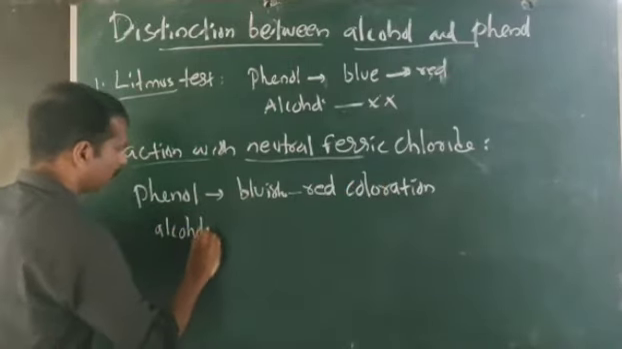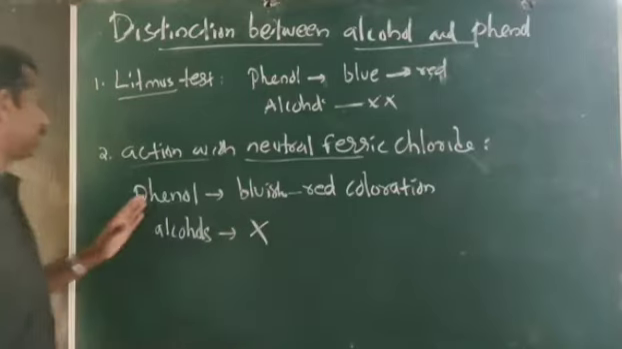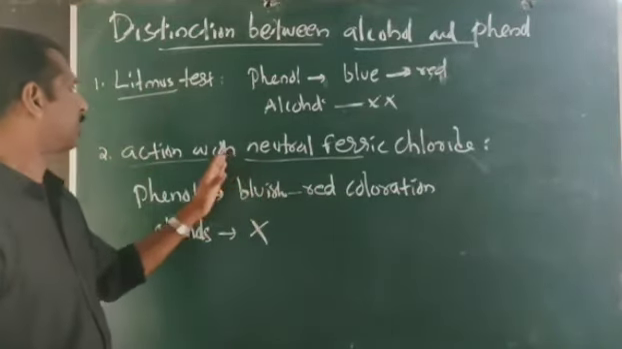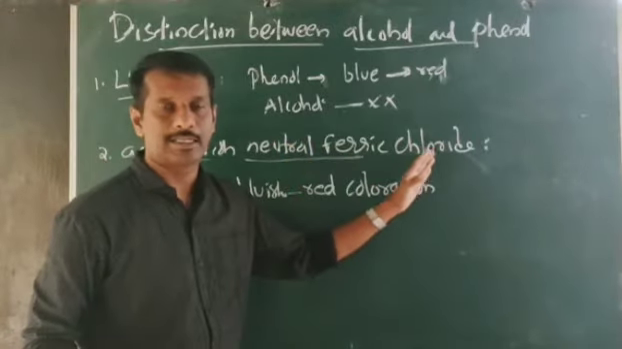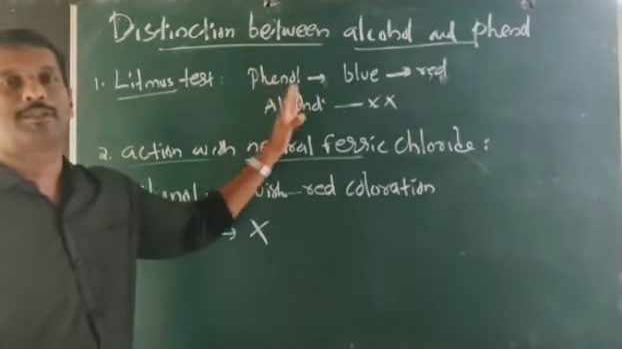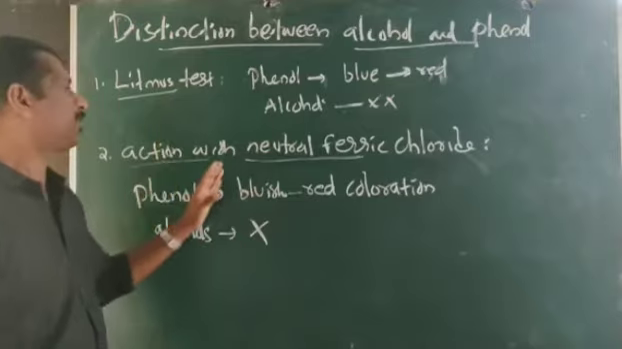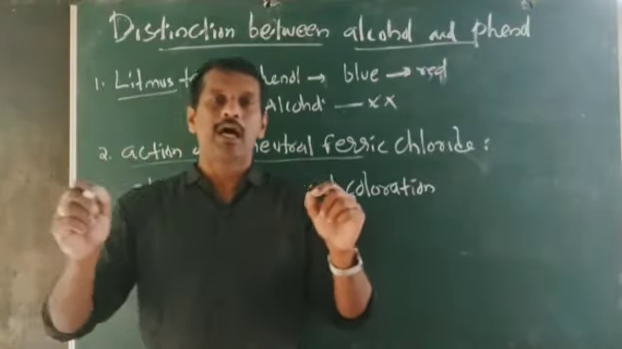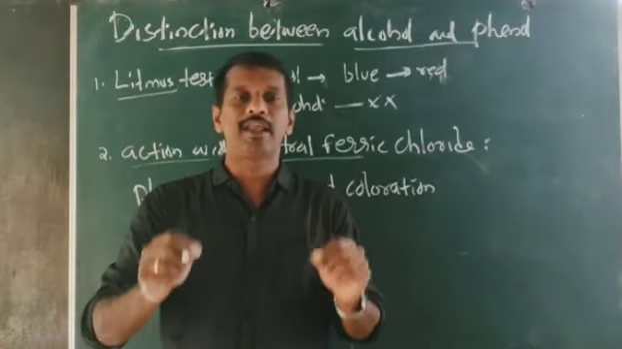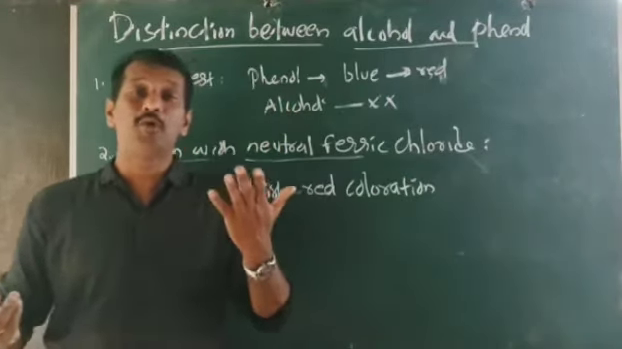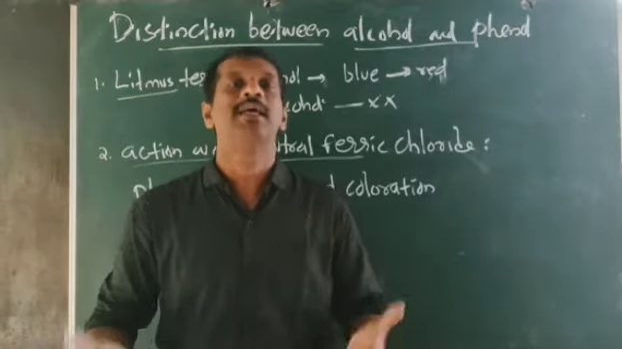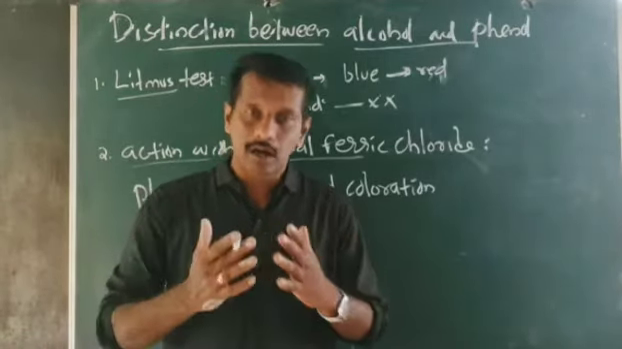Alcohols show no color change. So phenol will develop a bluish red coloration with neutral ferric chloride solution. This is the second test. First one is litmus paper test, and the second one is reaction with neutral ferric chloride. When phenol is warmed with neutral ferric chloride, a bluish red coloration will develop due to the formation of a complex, but alcohols do not.